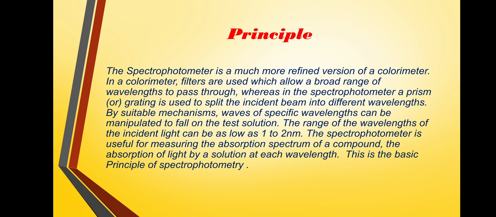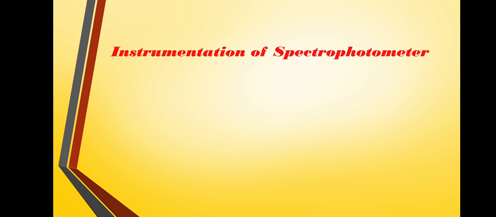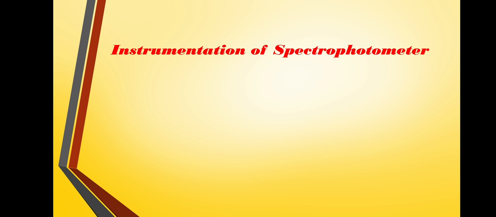The range of the wavelengths of the incident light can be as low as 1 to 2 nanometers. The spectrophotometer is useful for measuring the absorption spectrum of a compound, that is, the absorption of light by a solution at each wavelength. So this is the principle of spectrophotometer. Now we move towards the instrumentation of spectrophotometer.